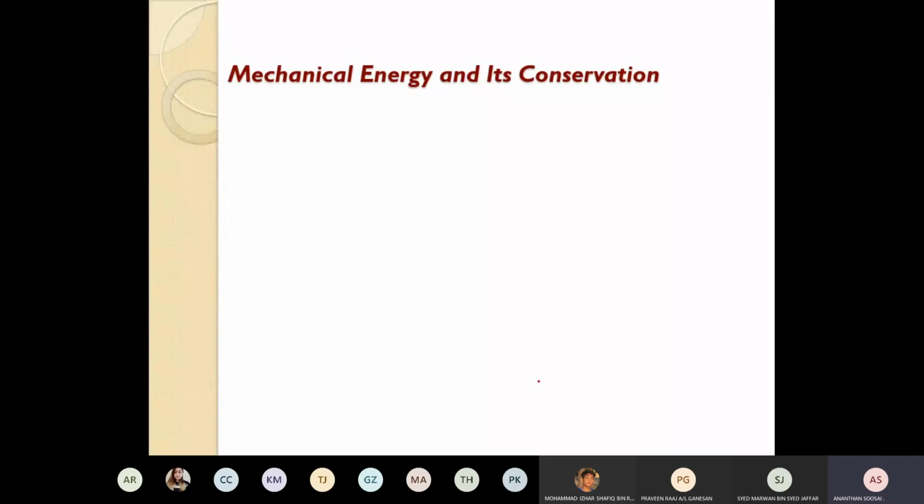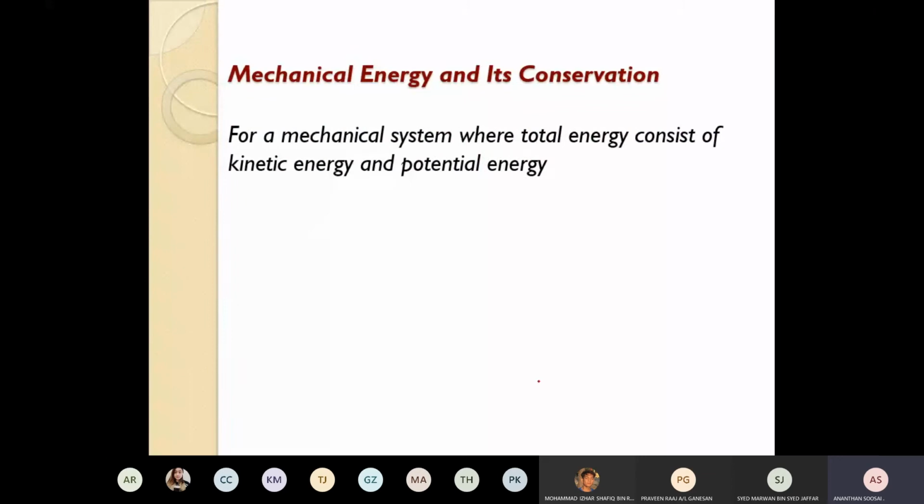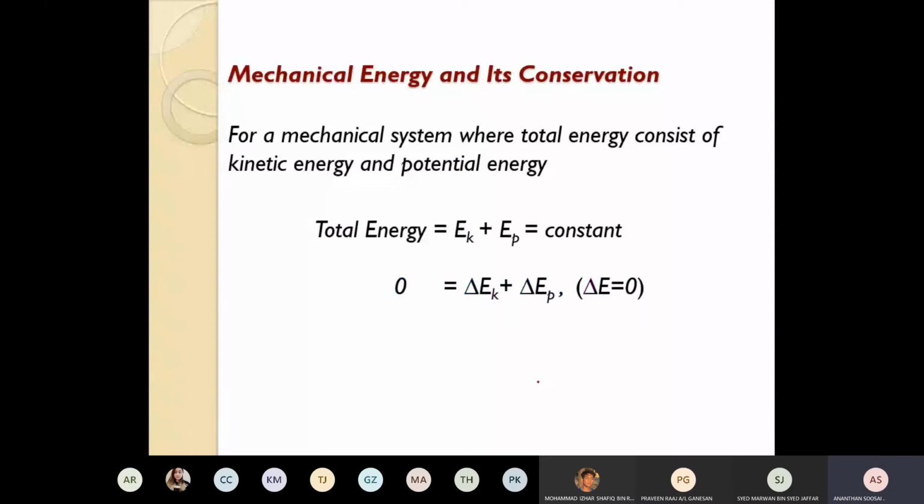So, mechanical energy and its conservation. For a mechanical system where total energy consists of kinetic and potential energy, the total energy, Ek plus Ep, is constant. So the change is zero. If Ek increases by 5 joule, it means Ep must decrease by 5 joule, if the system only involves mechanical energy. That means it doesn't have thrust, like a car engine. You don't have an engine. It's just like a trolley moving up and down under the action of nature. Then it only works based on mechanical energy.